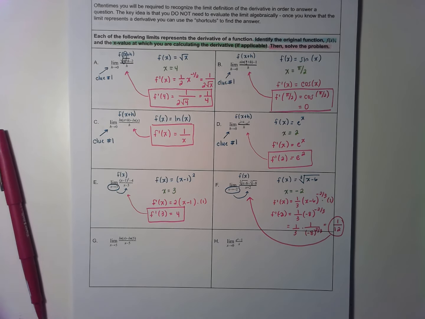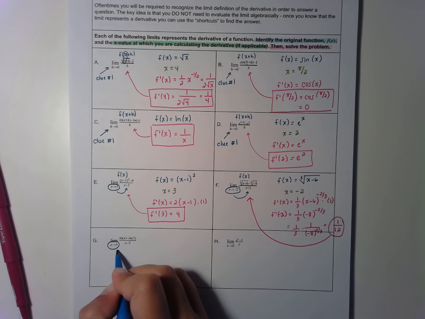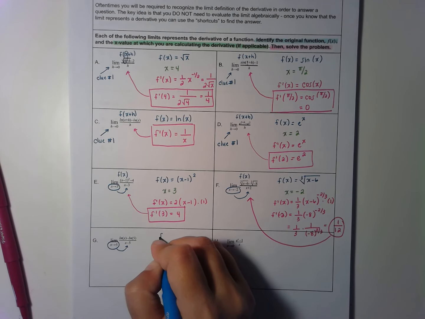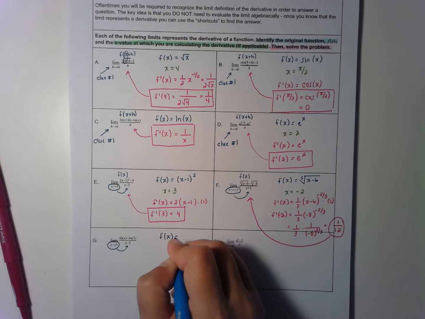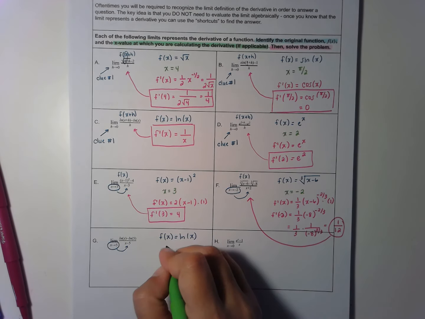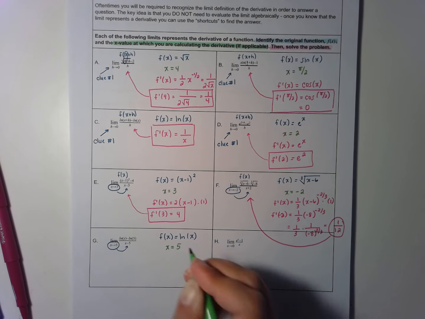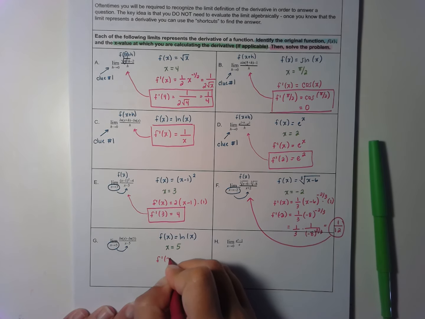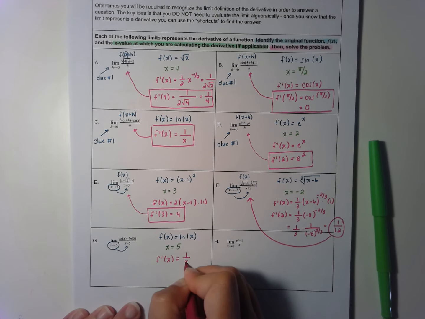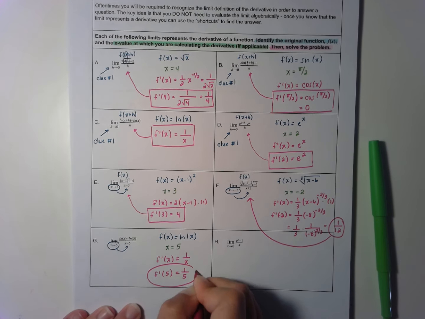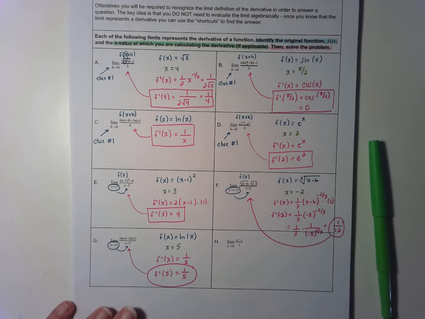For part G, again, x is approaching 5, and the denominator here says x minus 5, which tells me this is going to be the derivative. So f of x here would be the natural log function. My x value that I'm trying to use to evaluate would be 5, which means my derivative would be f prime of x is equal to 1 over x. So f prime of 5 would just be 1 over 5. And that would be the answer to this limit.